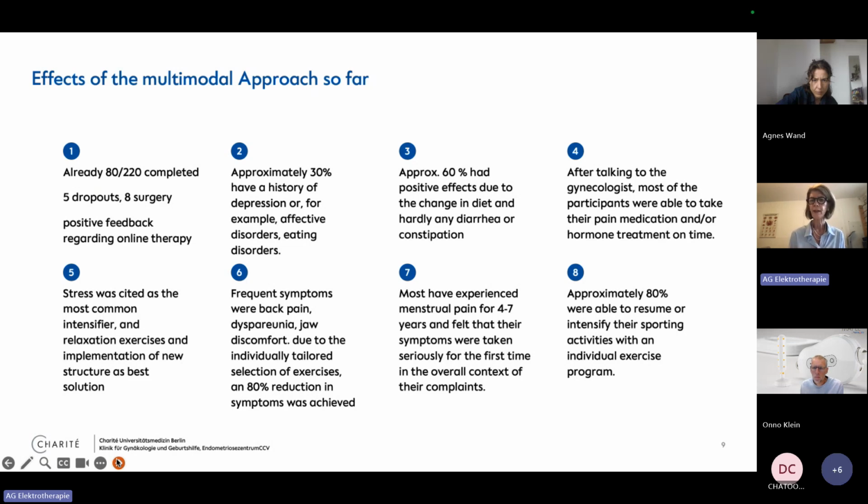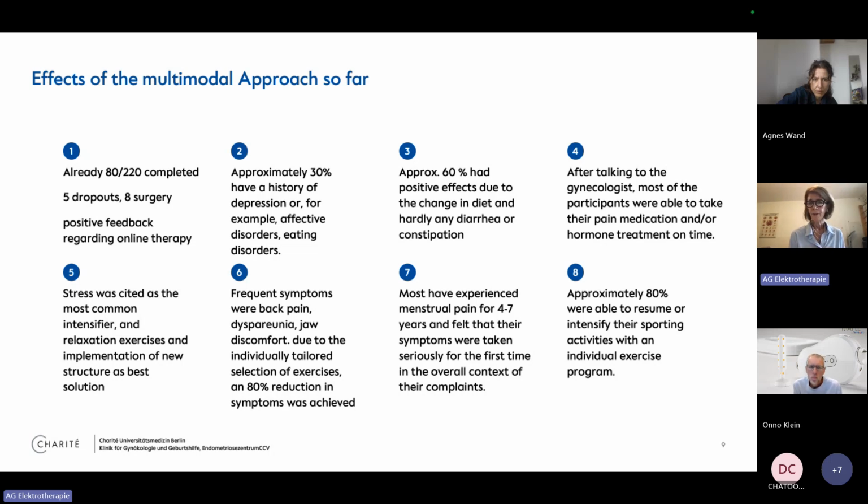Approximately 30% have a history of depression or, for example, affective disorders or eating disorders. Approximately 60% had positive effects due to the change in diet and hardly any diarrhea or constipation anymore. So it's so easy to do something, you just have to know about it. After talking to the gynecologist, most of the participants know how to use the painkillers, how to handle the pain, and that was very important. Some of them got hormones also, so it was a real clinical treatment.